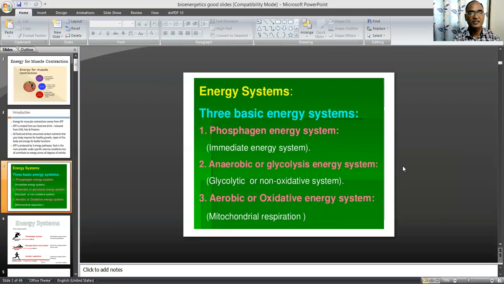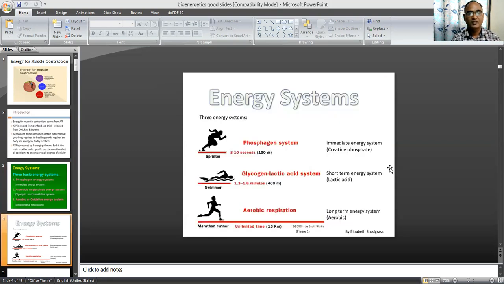There are three basic energy systems: the phosphagen energy system, which is called the immediate energy system; the anaerobic or glycolysis energy system, which is glycolytic or non-oxidative; and the aerobic or oxidative energy system, which is called mitochondrial respiration.